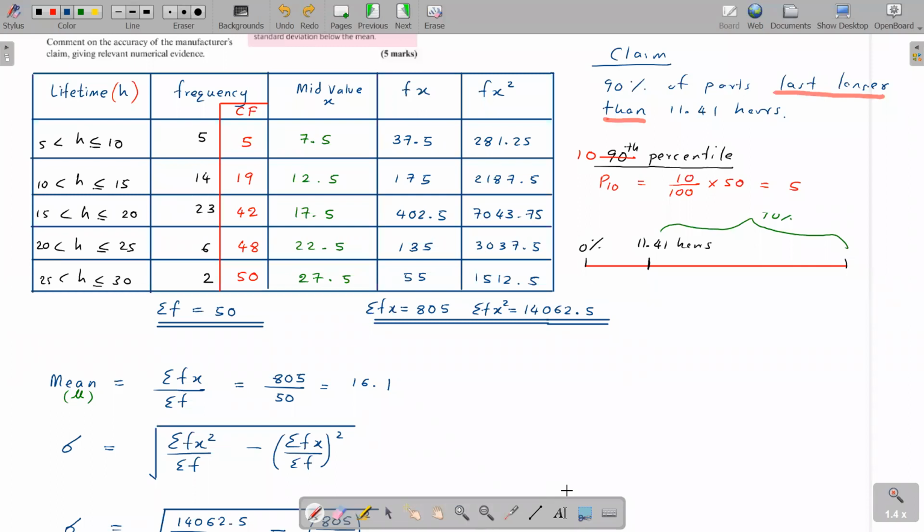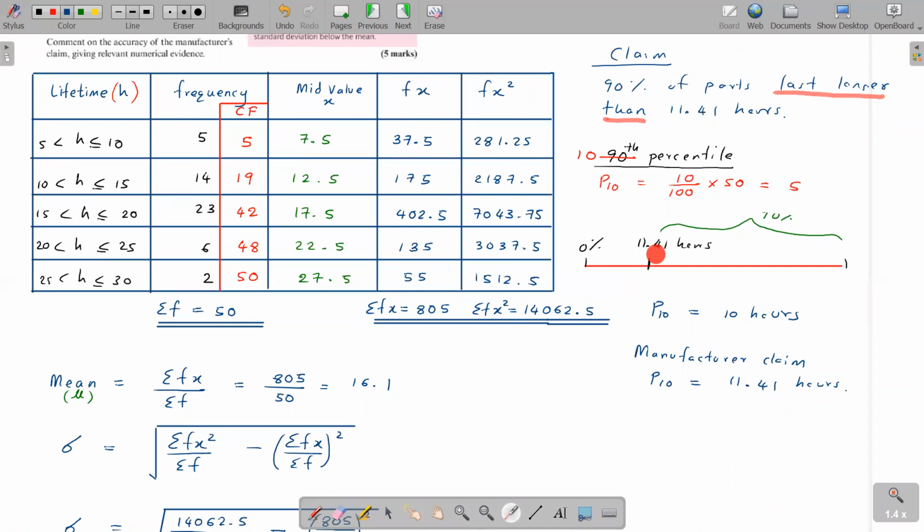But what does the manufacturer say? So we have the 10th percentile, P10. Are you guys with me? P10 is actually 10 hours. This is what we get from our data. So what is the manufacturer's claim? He says that the 10th percentile is 11.41 hours. So you can see the 10th percentile is actually lesser than what he says, right?